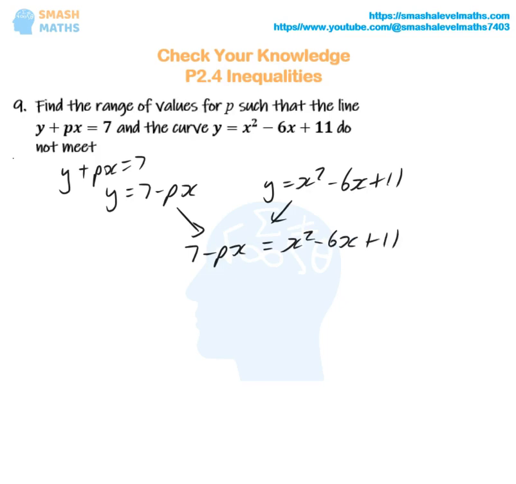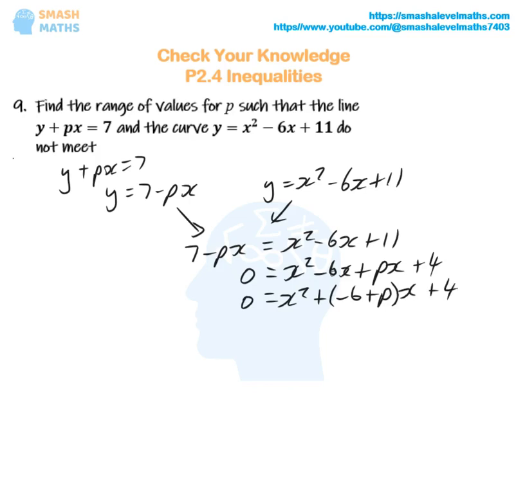Okay, and now let's make it quadratic equal to 0: 0 equals x squared, minus 6x plus px, and the constant is plus 4. What I'm going to do is just tidy up the x's, so what we've got there is minus 6 plus p lots of x, plus 4. Okay, so we've got a quadratic equation so far.